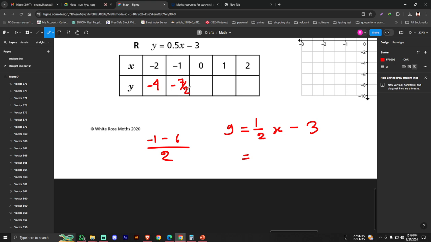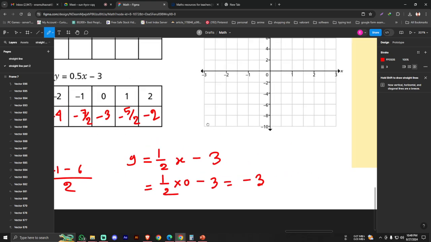If you place 0 here, it will be minus 3, right? Because x will be gone, all the x terms will be gone, and we get minus 3. And if you place 1, you get half minus 3, that means minus 2.5, that is minus 5 by 2. Same thing with 2. If you place 2, 1 minus 3, that means minus 2.